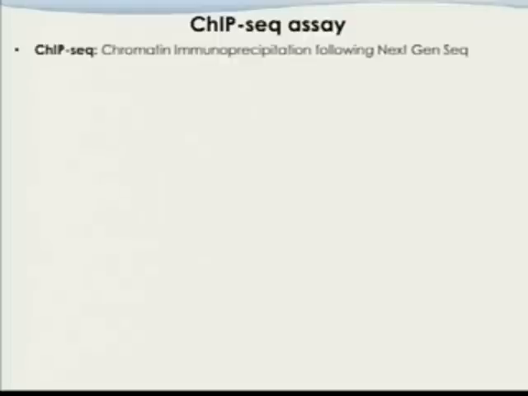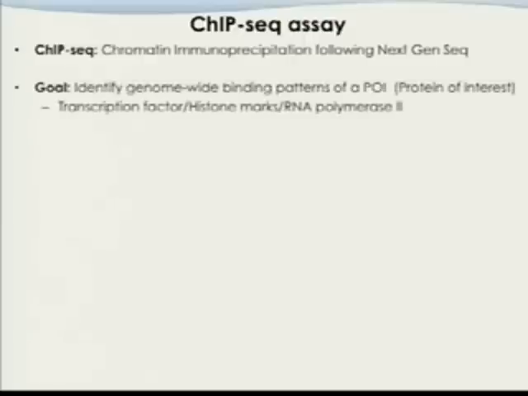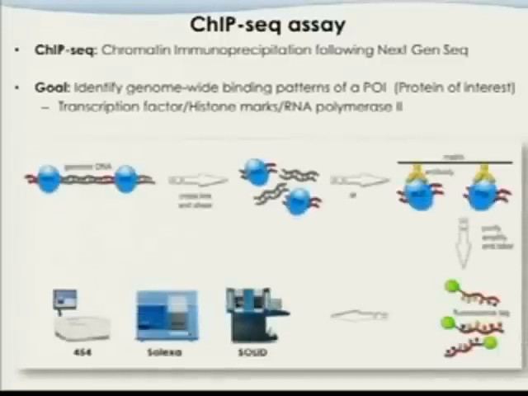All right, let's go to the ChIP-seq part. ChIP-seq stands for chromatin immunoprecipitation followed by next generation sequencing. The goal here is to identify genome-wide binding patterns of a protein of interest. This protein can be a transcription factor, a histone mark, or RNA polymerase. It depends on any DNA binding protein, you can study that. Actually, I'm going to get into that a little bit later, that with a modified approach you can also study the RNA binding protein binding pattern as well.